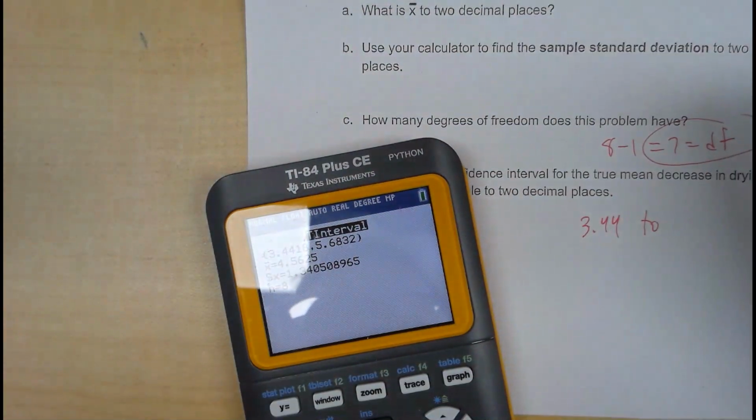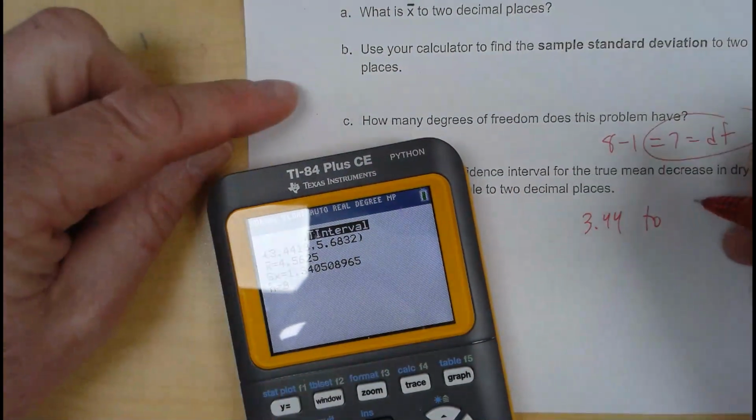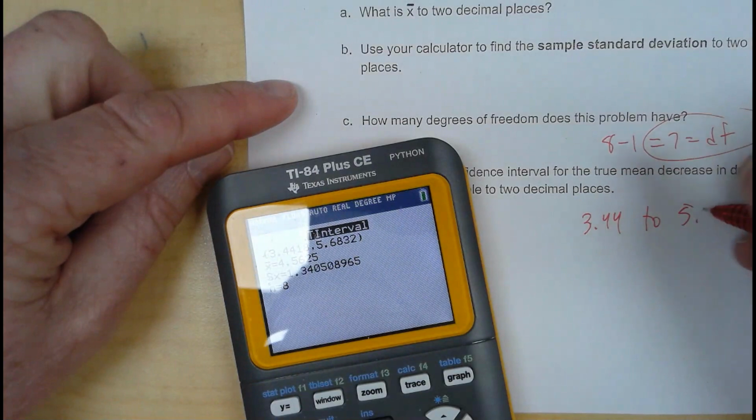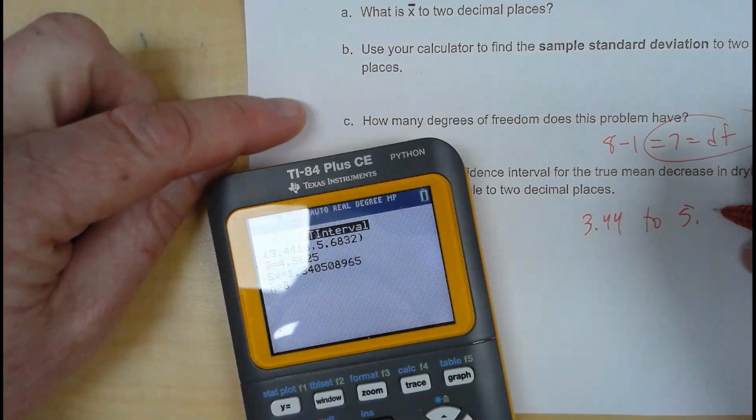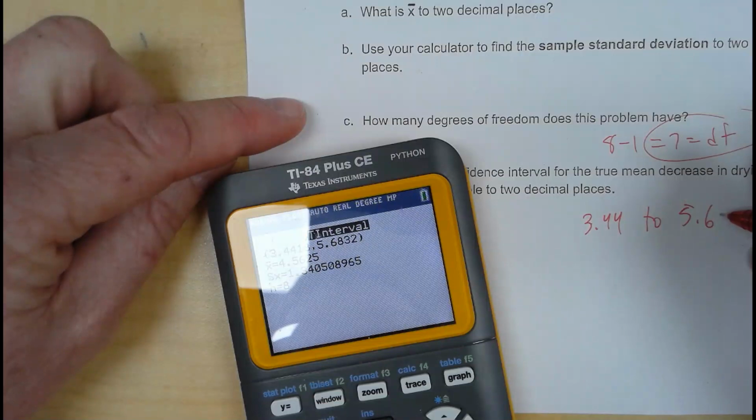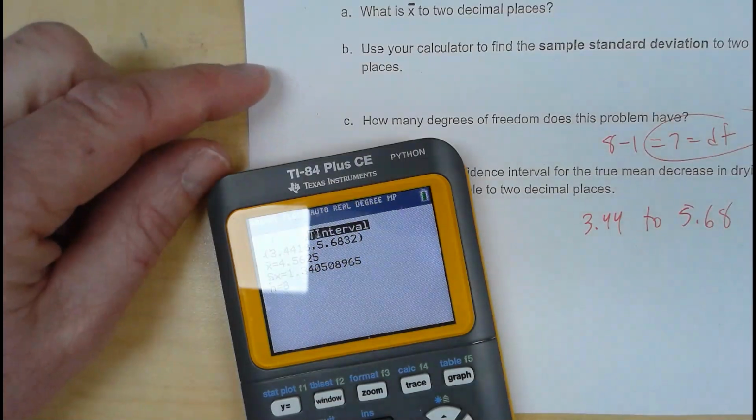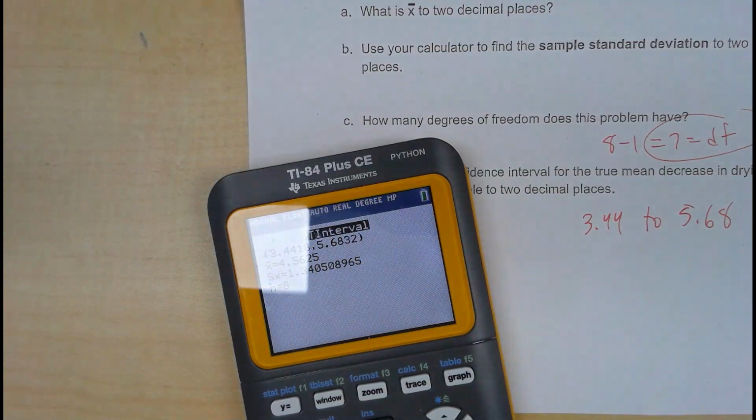3.44 to 5.6, 5.68. All right, so hang on a second.